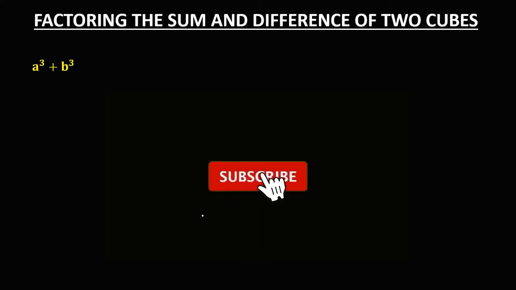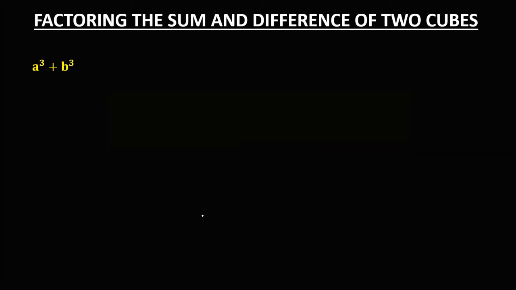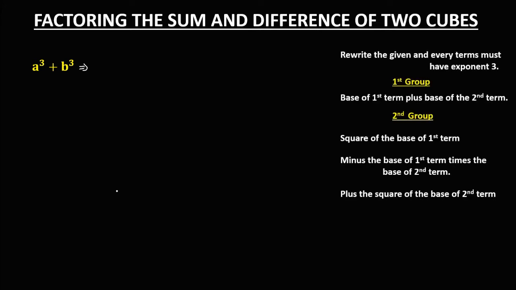Okay, so let's have this topic: factoring the sum and difference of two cubes. So we have this given, a to the power 3 plus b to the power 3. To find the factors for this equation, these are the steps.